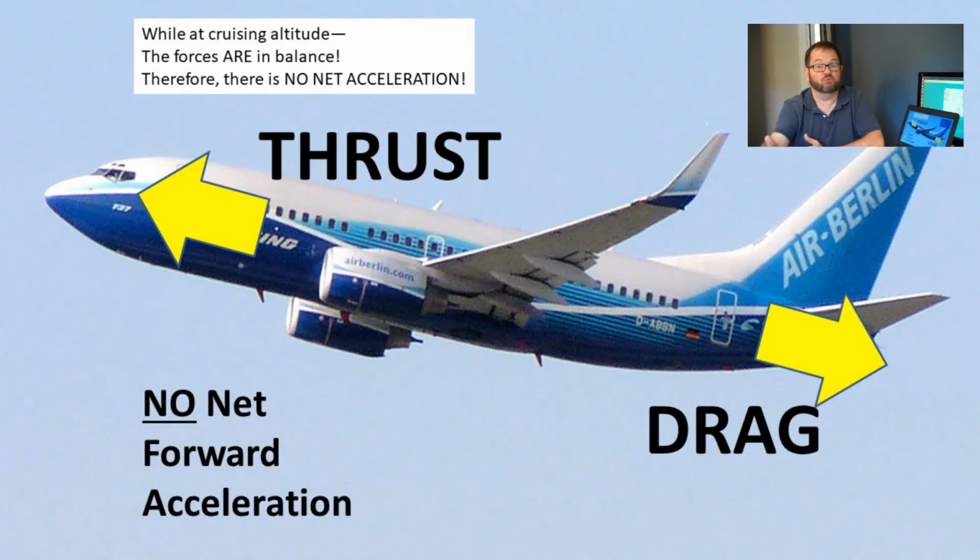That net acceleration could be reducing the speed. It's weird to think of the word acceleration to mean reducing speed, but remember, it's just about change in speed. It's a negative acceleration when it's getting slower. Or there could be a net positive acceleration, the plane would just get faster and faster and faster, neither of which is what the pilot wants. He wants them to be in force balance. He wants there to be no net acceleration. The plane is moving at, you know, a few hundred meters per second, but we don't want any net acceleration. We don't want the plane to be getting faster and faster or slower and slower.